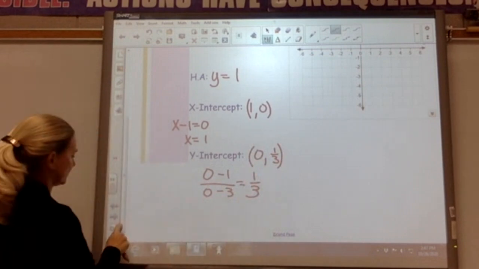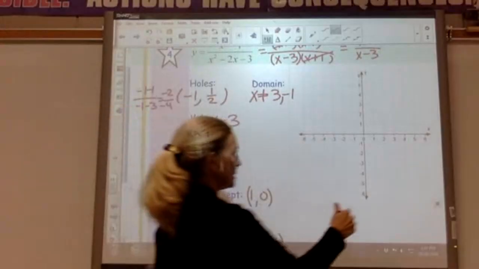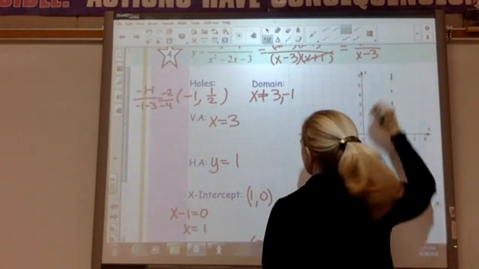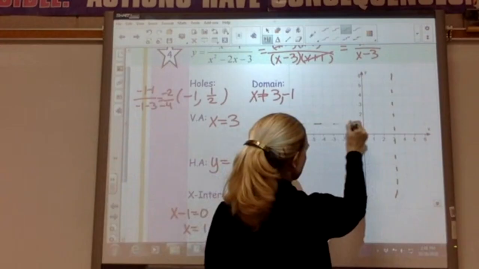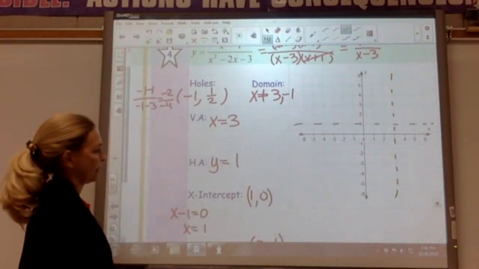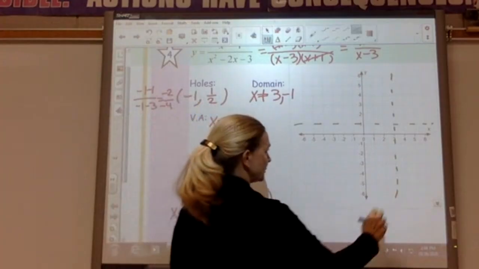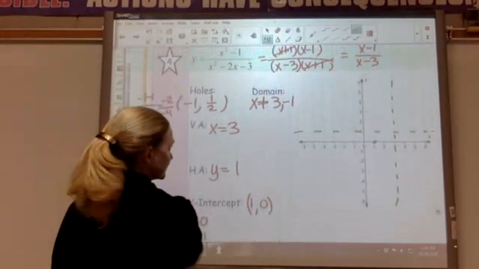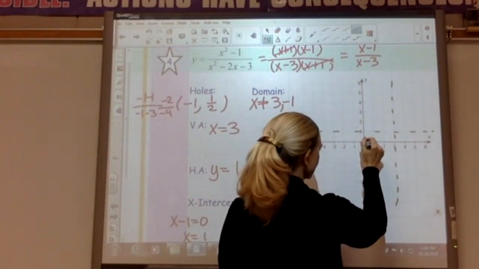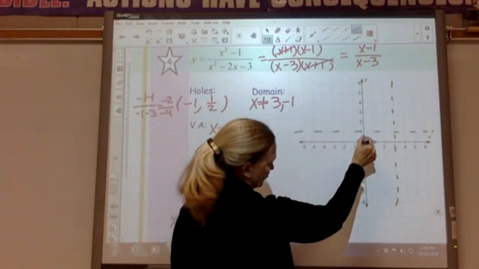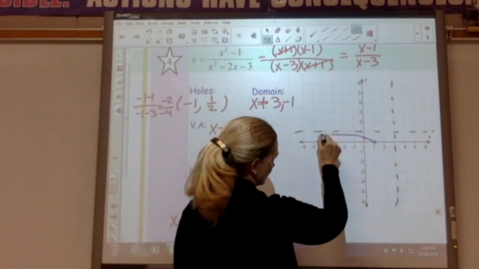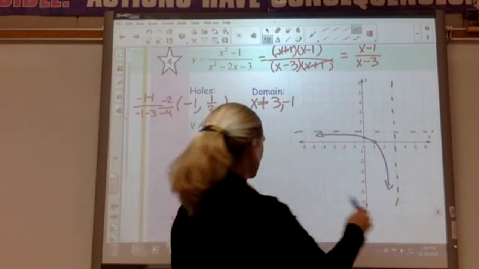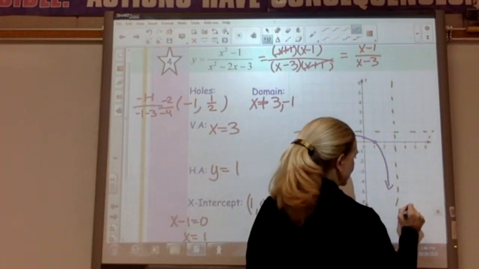Okay. Now let's draw this one. All right, I have a vertical asymptote of x equals 3. I have a horizontal at y equals 1. I have an x-intercept at 1, 0. And a y-intercept at 0, 1/3. That's enough to tell me that this curve is coming down to 1. I need some points over here on this side to be able to draw these curves, so I'm going to pick some numbers over here.